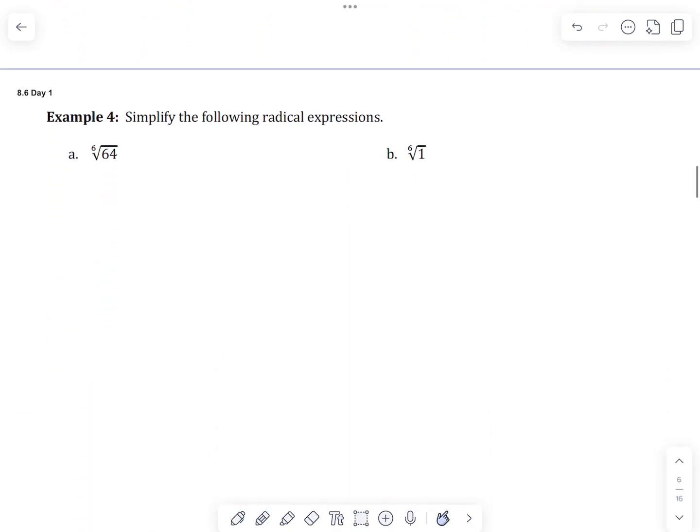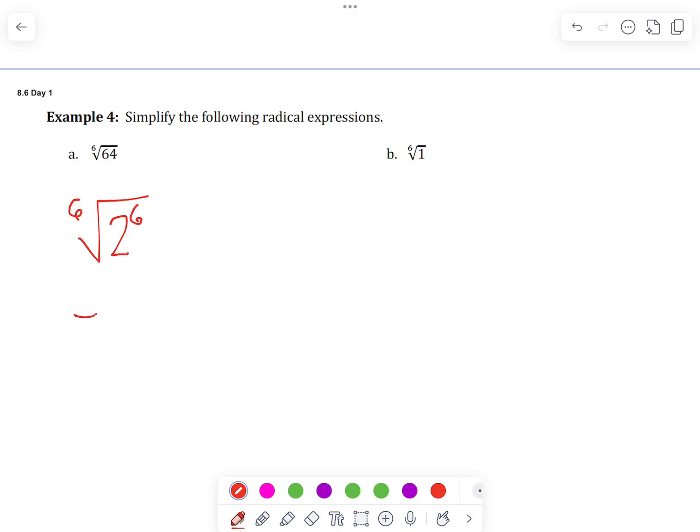All right, now we're going to go to 6th root. So we're back to an even index. So 6th root, and I'm going to rewrite that 64 as 2 to the 6th power. So our answer will be plus or minus 2. 6th root of 1 to the 6th power. Again, even index will be plus or minus 1.